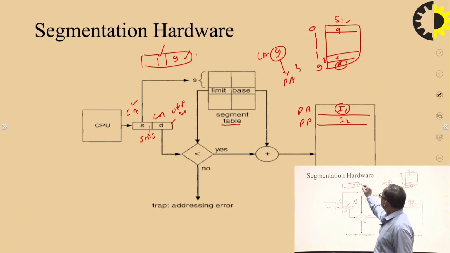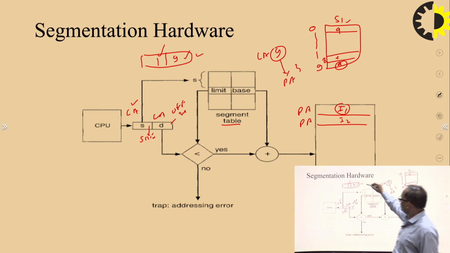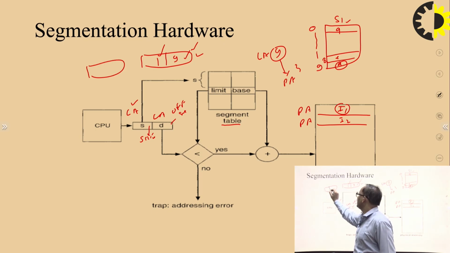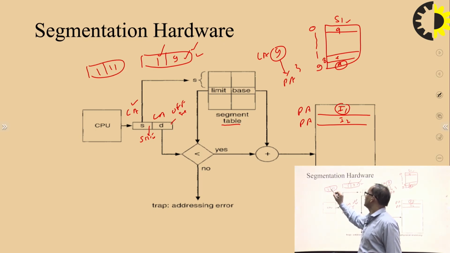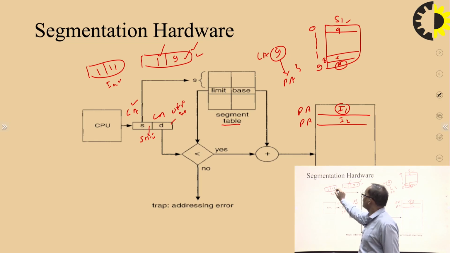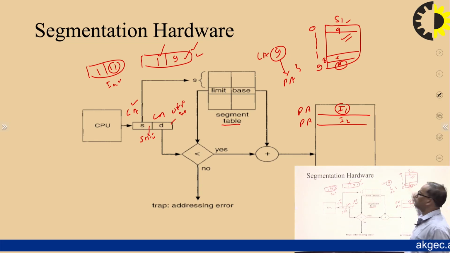For example, since this is segment number 1 and logical addresses belong from 0 to 9, if this logical address is generated, then this is a valid logical address. But if I write it like 1 and 11, then this is an invalid logical address. Why? Because this offset 11 doesn't belong to the segment number 1.